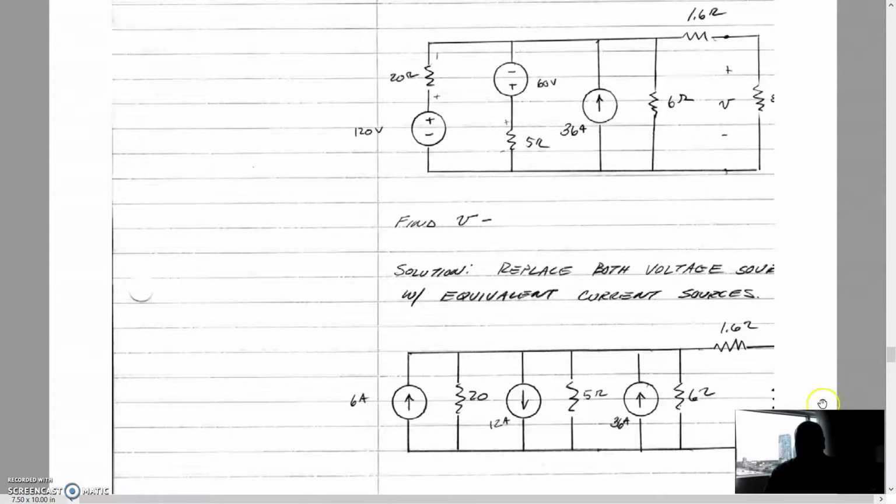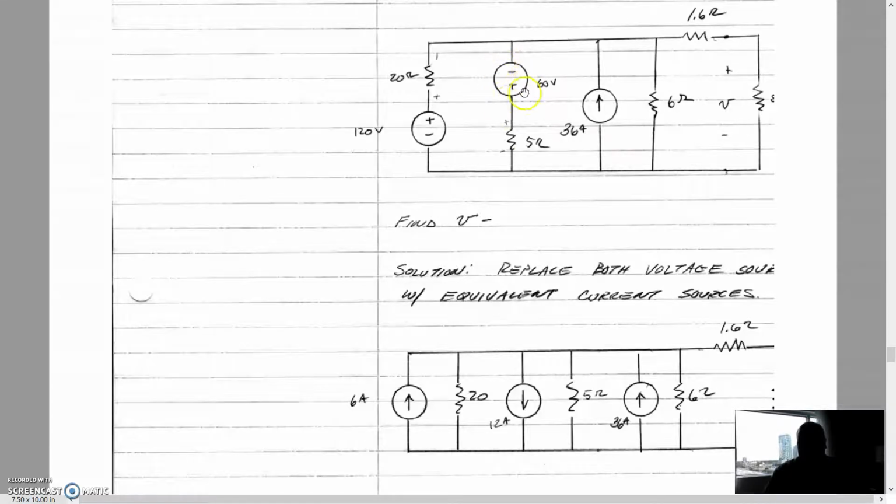So if we look down here, a 120 volt supply in series with a 20 ohm resistor, to do the conversion we do 120 divided by 20, that's 6. So it makes a 6 amp current supply here. And then that 20 ohm, instead of being in series, now becomes in parallel with that supply. Same thing here, we have a 60 volt supply in series with a 5 ohm resistor, that current supply is going to be 60 divided by 5, that's going to be 12.